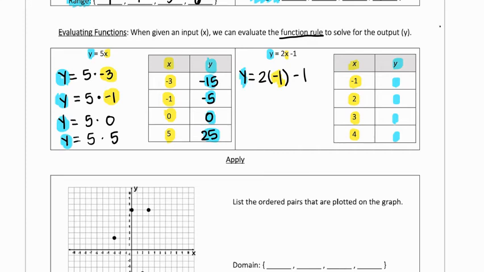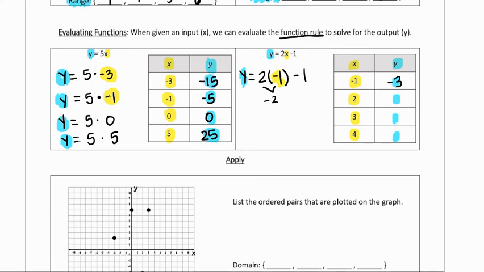So we need to use GEMDAS here. We've got multiplication and subtraction. That means we have to multiply before we're allowed to subtract. 2 times -1 is -2, minus 1 gets us -3. So we took our multiplication first and then subtraction to get our answer of -3.